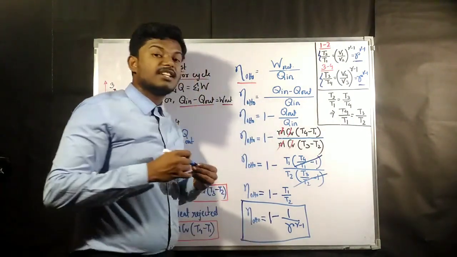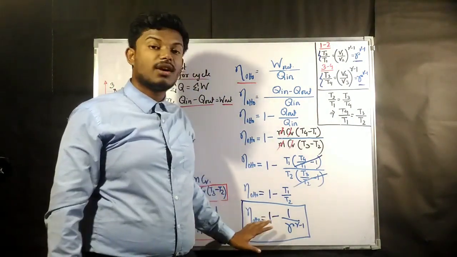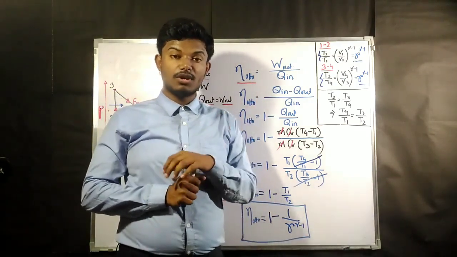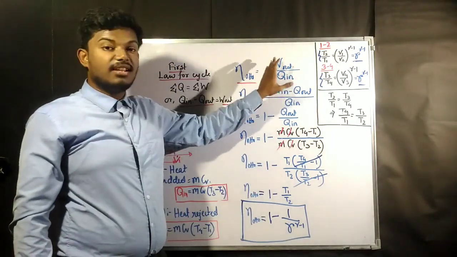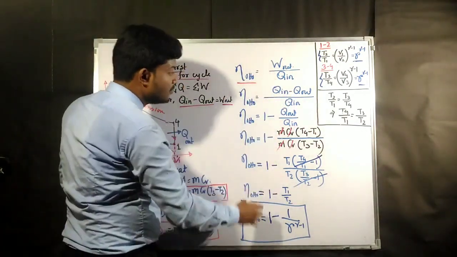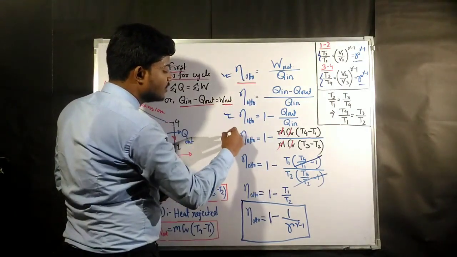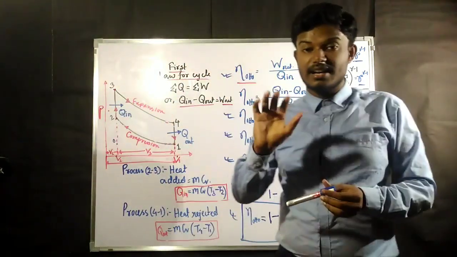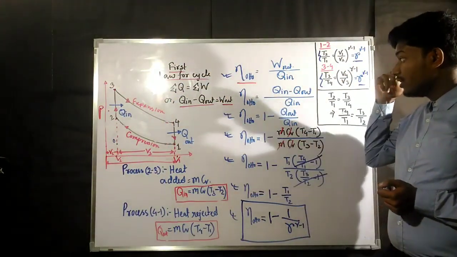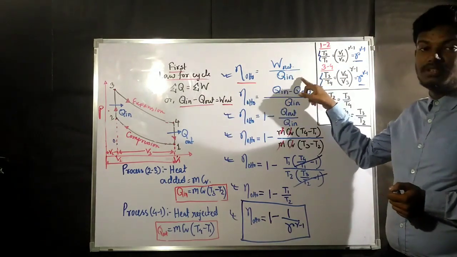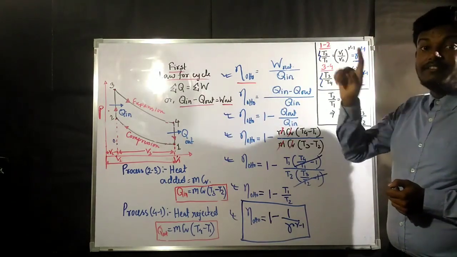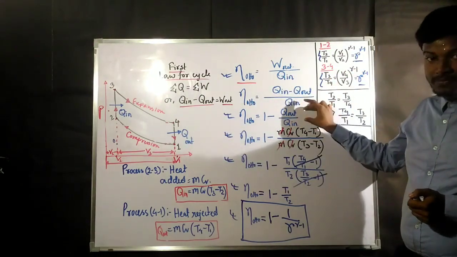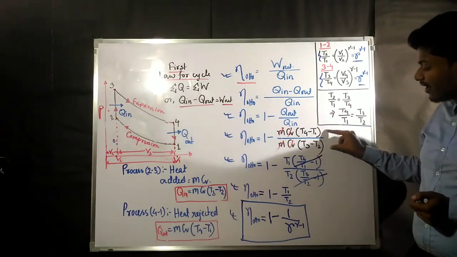If the compression ratio is given directly, you can directly find out the efficiency of an Otto cycle. If heat interaction or work output are given, you can easily find it from any of the lines in between. You just need to pick your formula according to the data they have given. If work interaction and heat input are given, you can directly find efficiency from here. If heat input and heat rejected are given, you can find efficiency from here or here. If all these data are given, you can find it from here.